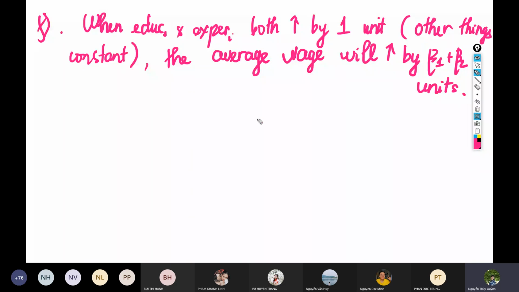Okay, so remember what you must notice. You must notice what is the change in the independent variables. In this example, both education and experience increase by 1 unit. In some other exercise, they can ask that when education increased by 1 unit and experience increased by 2 units, for example, what will be the change in average wage? You have to answer that question first.